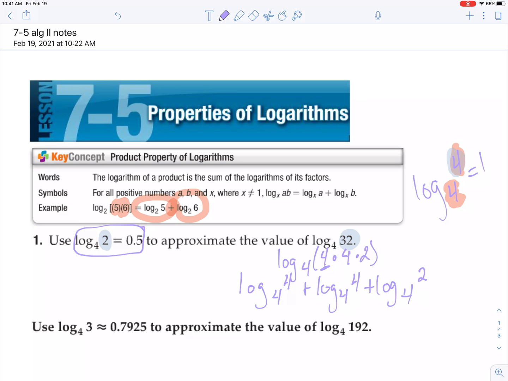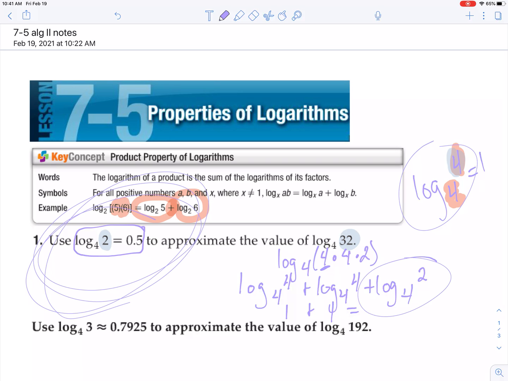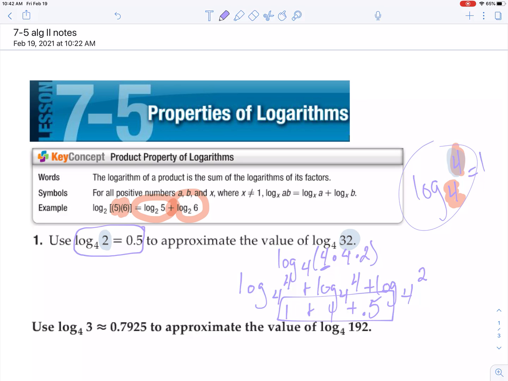How is that helpful? Because I know that log base 4 of 4 is 1, so I can just rewrite this as a 1. Again, 1. And last but not least, this one isn't 1, but they told me over here what it equals: 0.5. Oops, I didn't mean to put a plus. This is super easy math that I can just do in my head. 1 plus 1 plus 0.5 is 2.5.